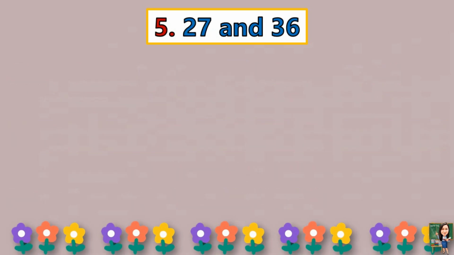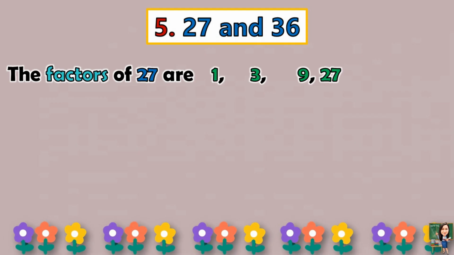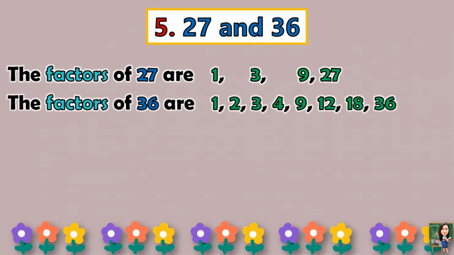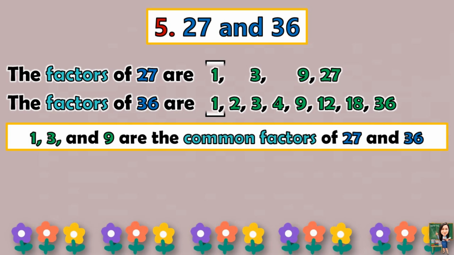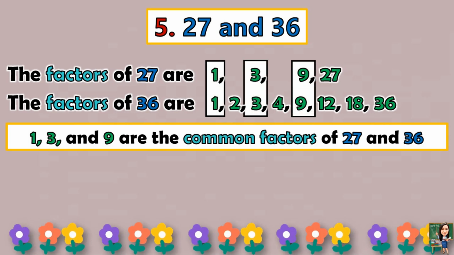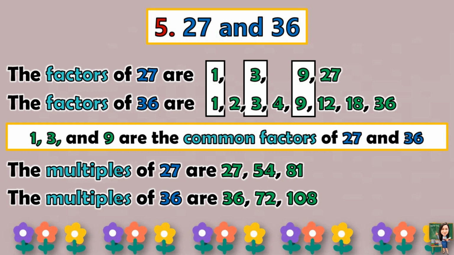Number 5, 27 and 36. The factors of 27 are 1, 3, 9, 27. The factors of 36 are 1, 2, 3, 4, 9, 12, 18, and 36. 1, 3, 9 are the common factors of 27 and 36. The multiples of 27 are 27, 54, 81. And the multiples of 36 are 36, 72, 108.